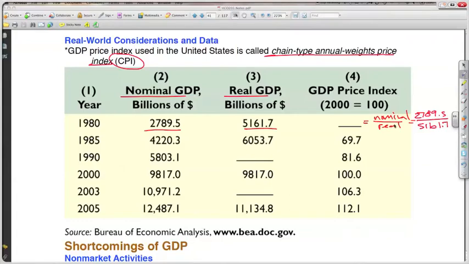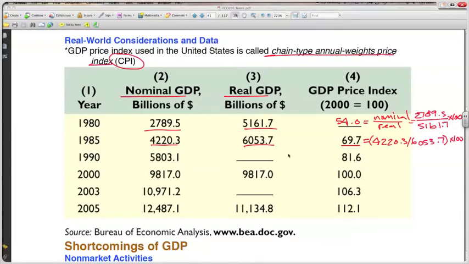Times 100. So that gives us 54.0. And then here we can just come here and test it. We'll try it again. Take our nominal, 4220.3 divided by 6053.7 times 100, and that gives us 69.7.